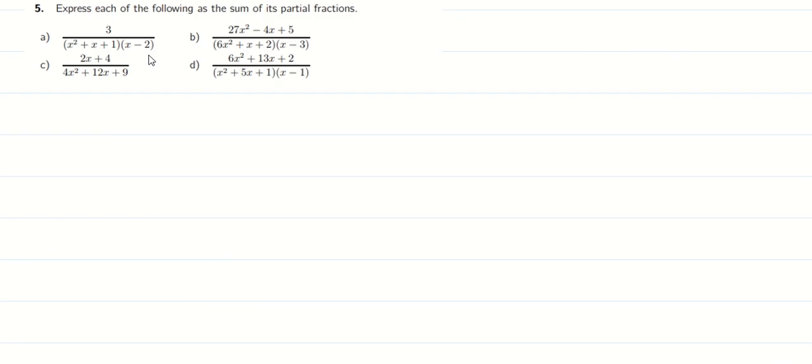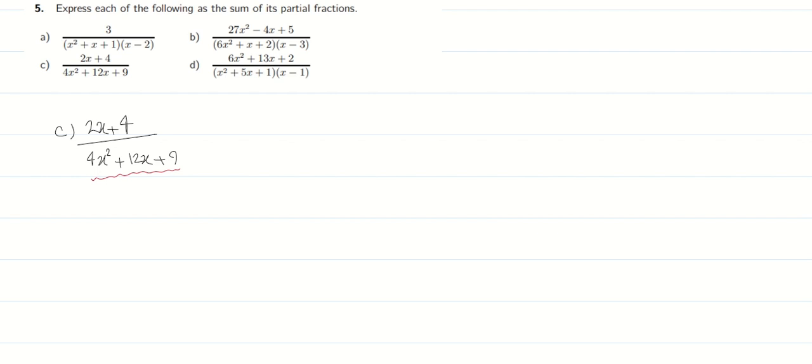Okay, looking at question number 5, part C, we can see that we have 2x plus 4 on the top, and on the bottom we have 4x squared plus 12x plus 9. We want to break this expression into two partial fractions. Looking at the denominator first, we are dealing with a quadratic expression in here. But we want to see first if it actually consists of linear factors.